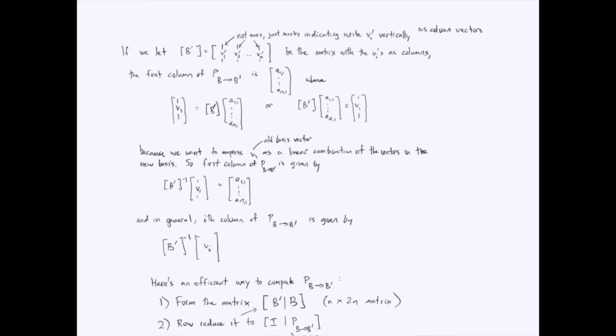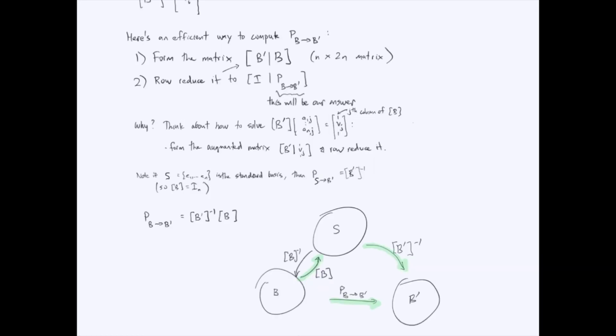we can do that by multiplying both sides of the equation by the inverse of B primed. That's going to be an invertible matrix because B primed consists of a basis. So then we get that this unknown is equal to B primed inverse times the column vector V1. And there's nothing special about V1. And in general, the ith column of this is going to be given by take the inverse matrix of B primed and multiply that by V sub i.